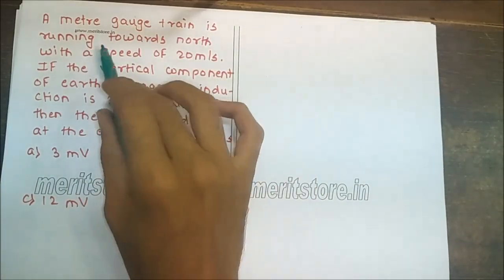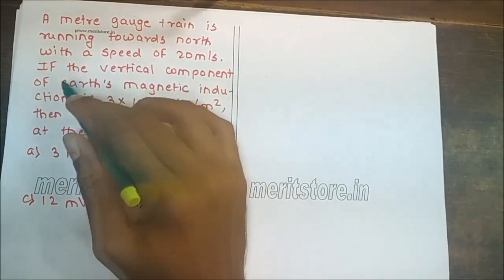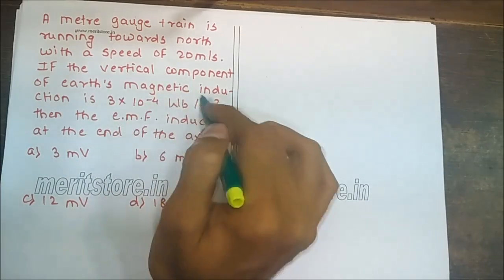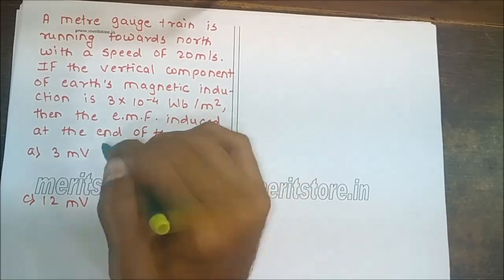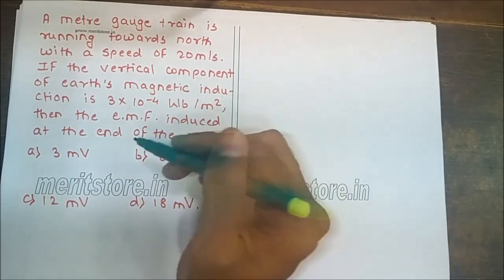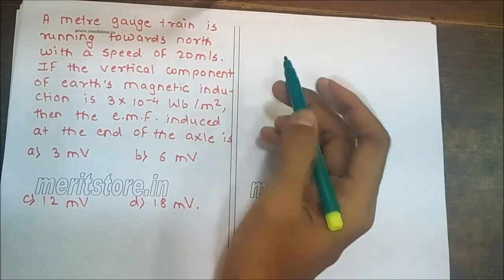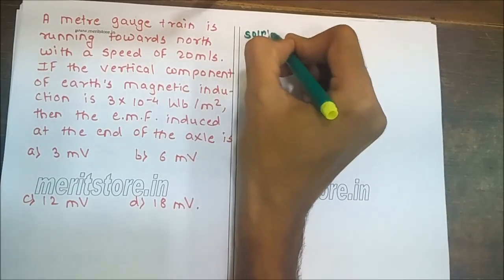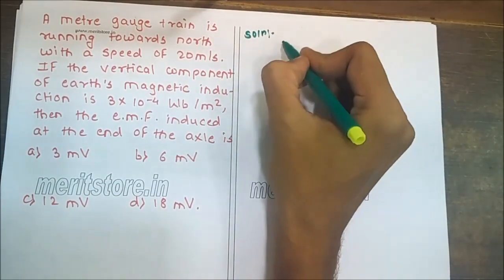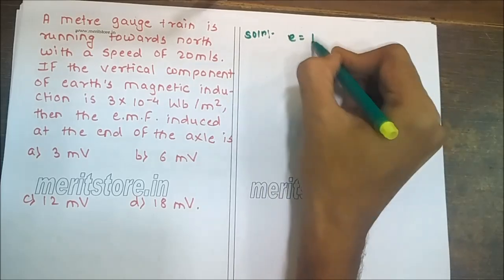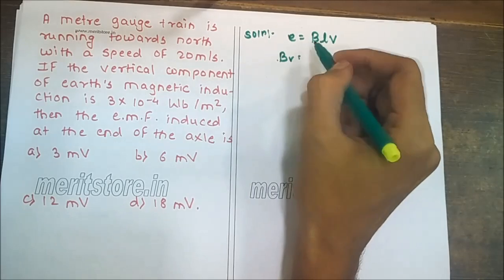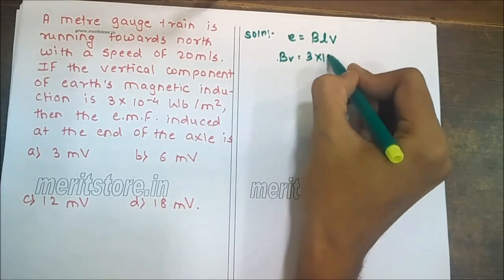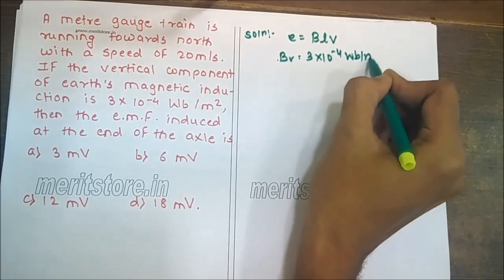A meter gauge train is running towards north with a speed of 20 meter per second. If the vertical component of the Earth's magnetic induction is 3 into 10 raised to minus 4 Weber per meter square, then the EMF induced at the ends of the axle is 3 millivolt, 6 millivolt, 12 millivolts, or 18 millivolt. We need to find the EMF induced, which is given by E equals BLV, where B is the vertical component of the Earth's magnetic field, that is 3 into 10 raised to minus 4 Weber per meter square.